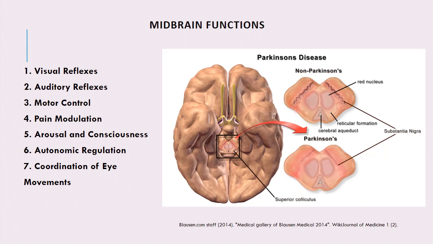Number 6, autonomic regulation. It participates in regulating certain autonomic functions through connections with the hypothalamus. Number 7, coordination of eye movements. Cranial nerves 3 and 4 originate in the midbrain and control eye movements.